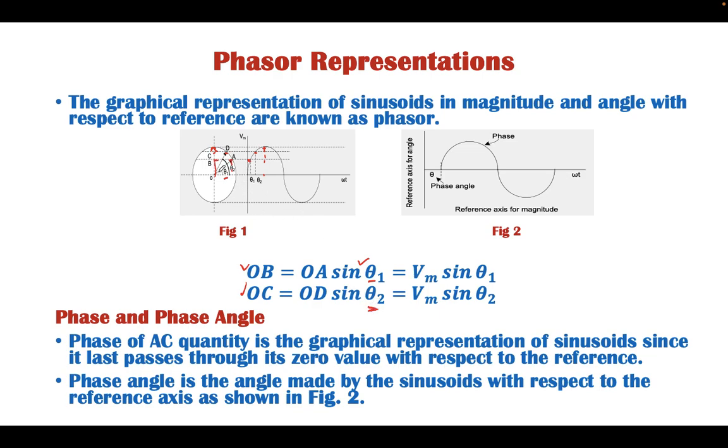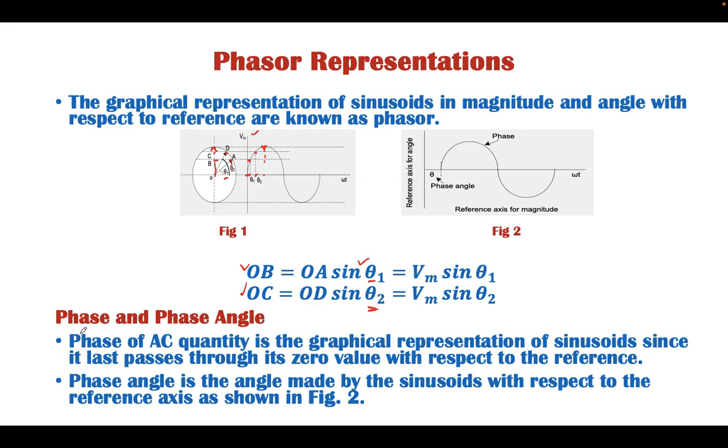That is, this quantity is resolved along the y-axis and x-axis. If this is taken as a sine function and we know the maximum magnitude is Vm, this quantity can be represented as Vm sine theta 1, and similarly OC can be represented as Vm sine of theta 2. This is the phasor representation of the quantity with respect to the reference, and this is taken as the reference. Corresponding to this reference, one quantity is at theta 1, another quantity is at theta 2.